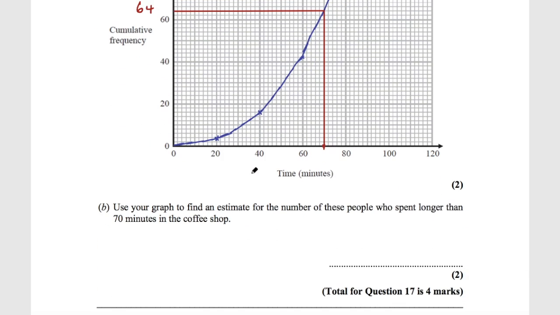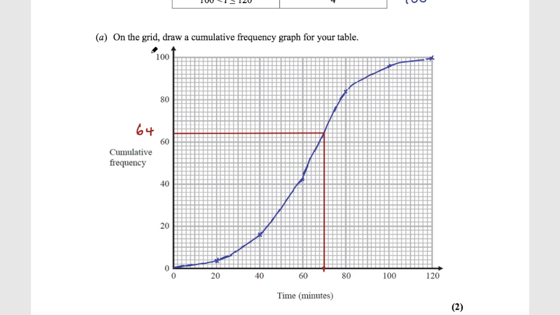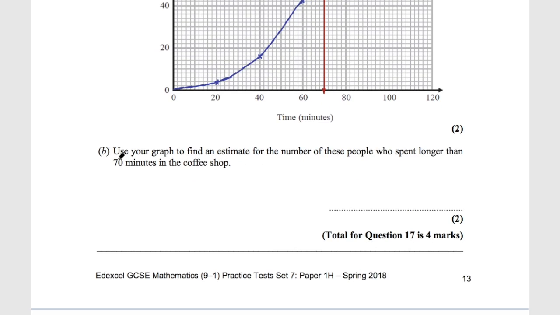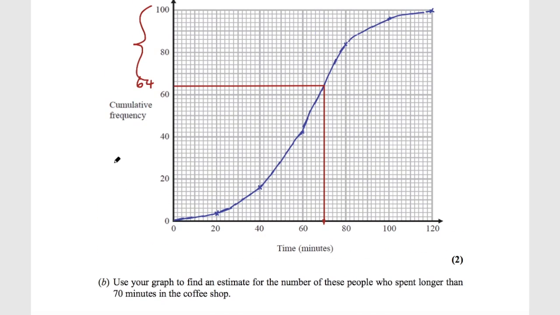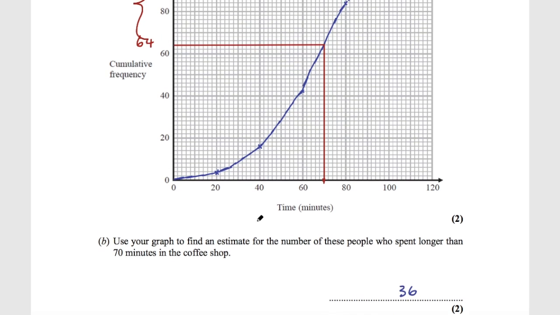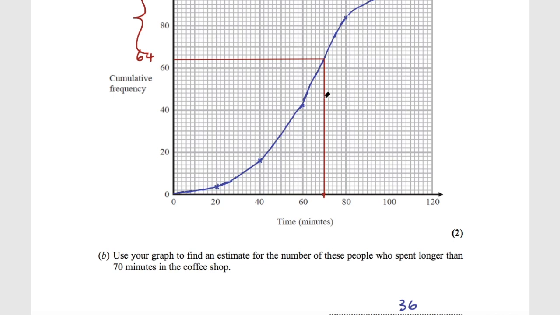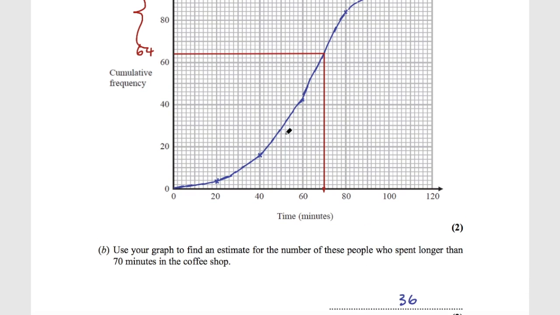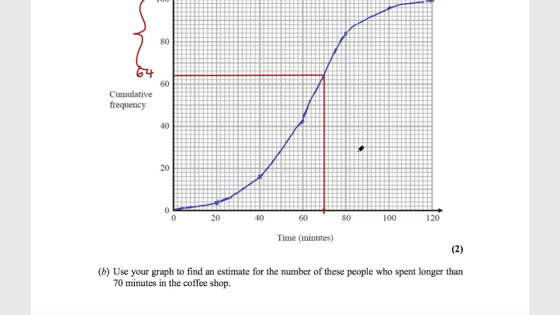And they're asking how many people spent longer than 70 minutes. So that will be this amount of people here. So this was 70 minutes or longer. And that's going to be 100 minus 64. So that'll be about 36 on my graph. I think they will have an interval of maybe between 35 to 40 perhaps. So it's okay if you go a little bit under or over 36, but just try to be as accurate as possible with sketching your curve and then you should be fine.